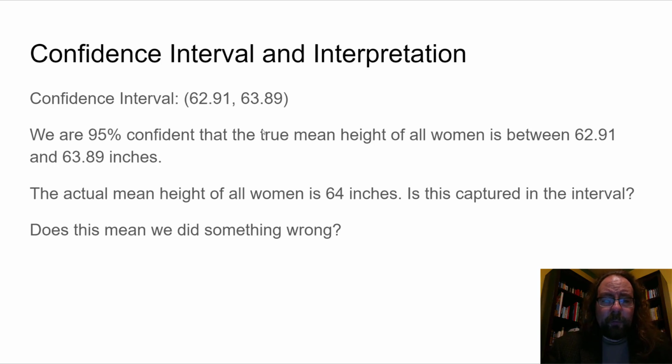Now, if we made a wider interval, we'd be more likely of capturing it. And actually, if we used a z-star for 99%, we would actually capture 64 inches. So that would actually work.